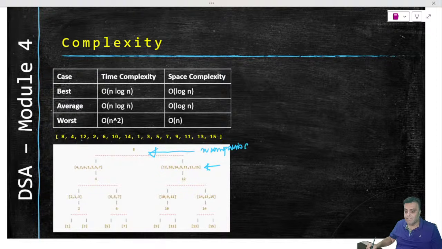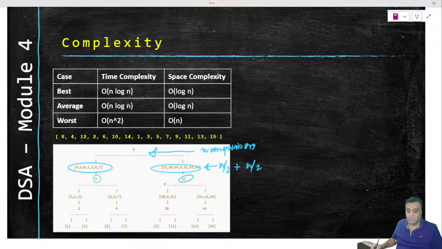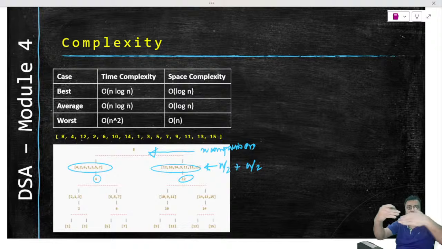At each level, I am doing n comparisons to find out my pivot. So I am doing n comparisons here, n comparisons here. So here I am actually doing what? Here I am actually doing n by 2 comparisons to the left and n by 2 comparisons to the right. So here I am doing n by 2 comparisons to find out this 4. Right? Here I am doing n by 2 comparisons to find out this 12. Because left is moving like this, right is moving like this, the entire array gets covered.